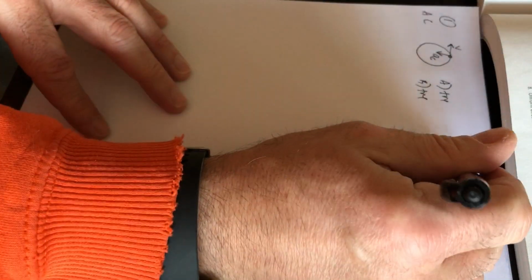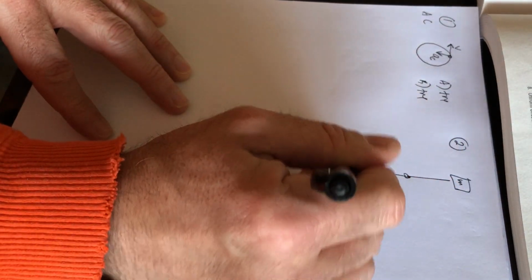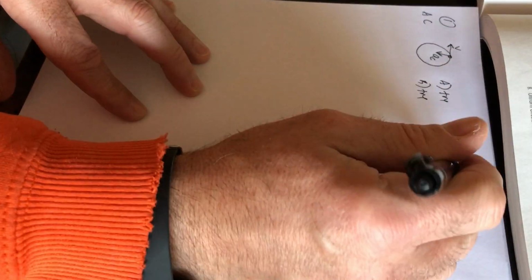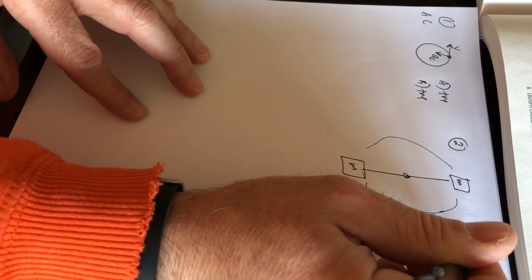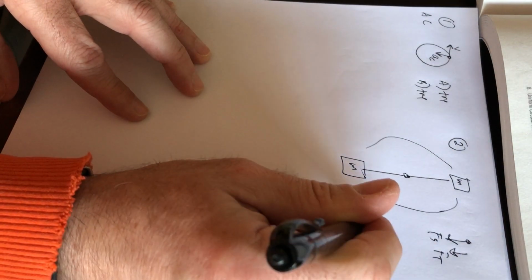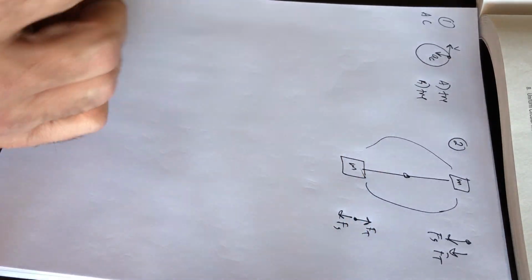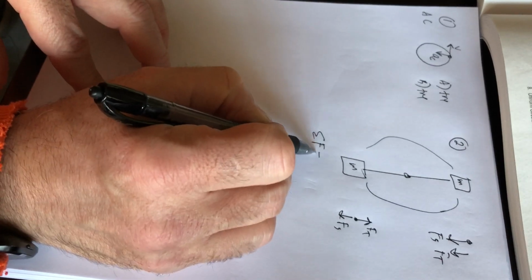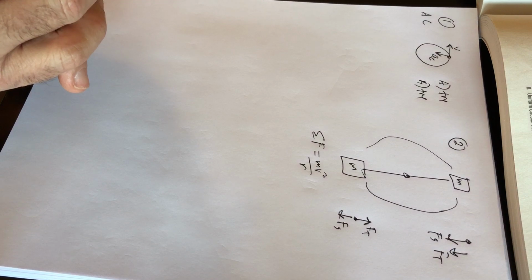In number two, I've got this bucket that's at the top, and it's also at the bottom, and it's going around in a circle. So at the top, gravity and tension are in the same direction. At the bottom, tension goes up and gravity goes down. In both cases, we're going to say the sum of the forces is equal to mv squared over r.